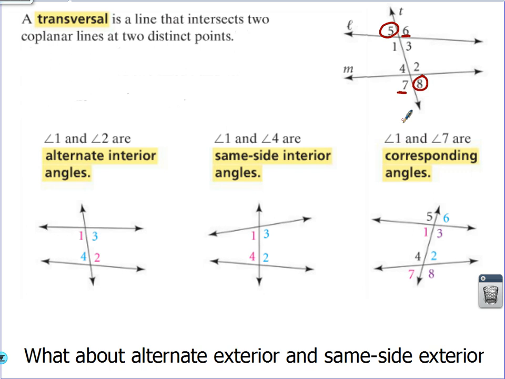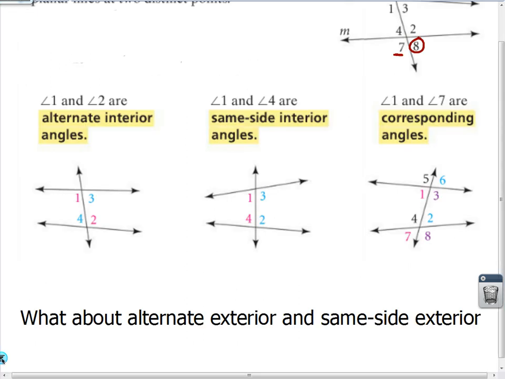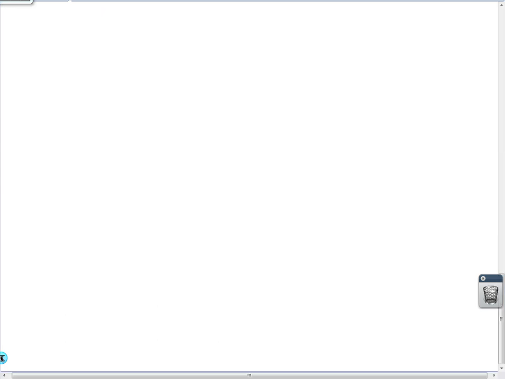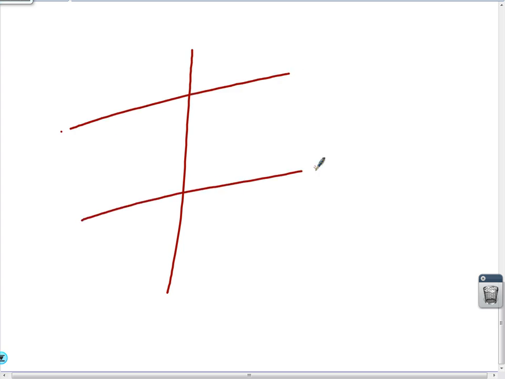And then same side exterior. Same side exterior, 5 and 7 are on the same side, right? And they're both exterior. 6 and 8 are on the same side and they're both exterior. So 5, 7, 6, and 8 are same side exterior. So let's go over all these again. Let me number them different. Parallel lines, cut by a transversal. Let's do 1, 2, 3, 4, 5, 6, 7, 8. Doesn't matter how you number them. That's just names for these angles.